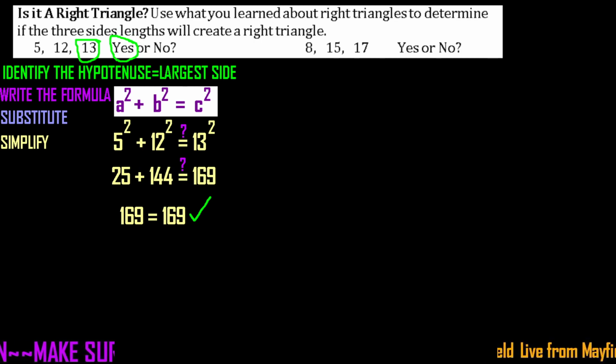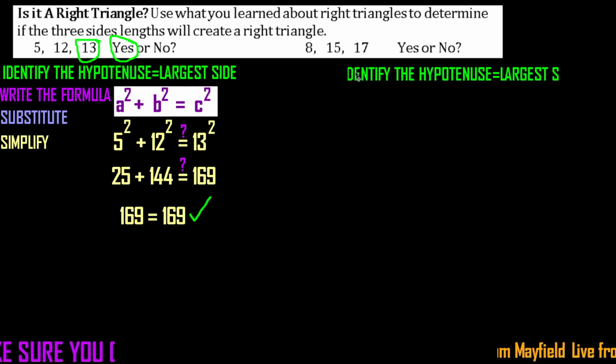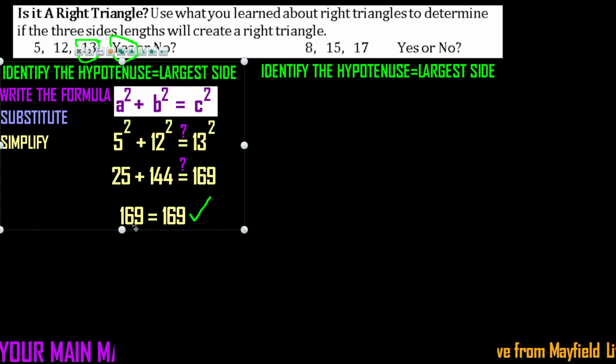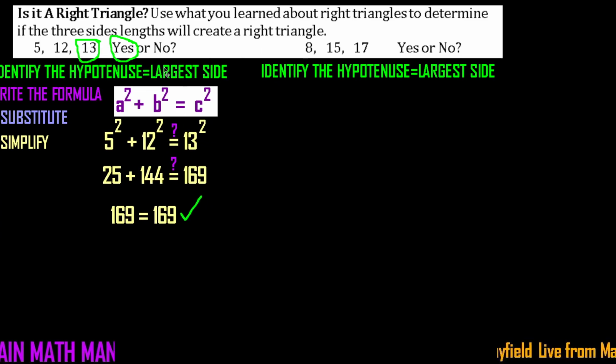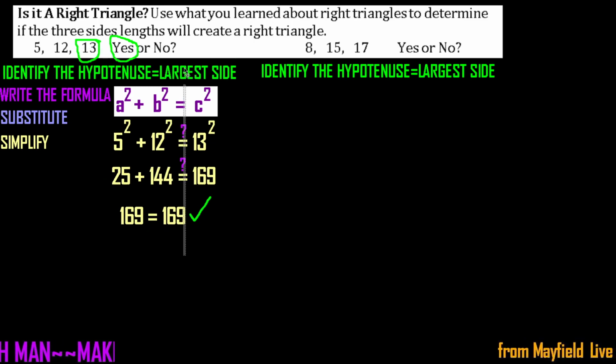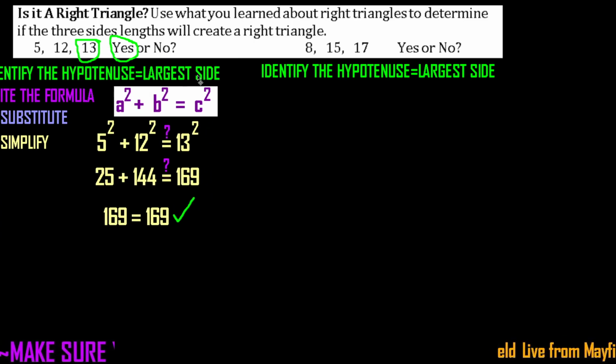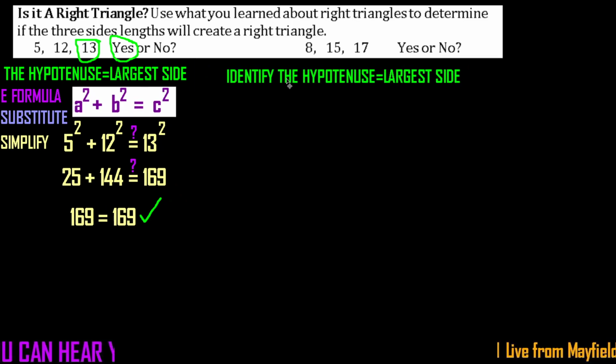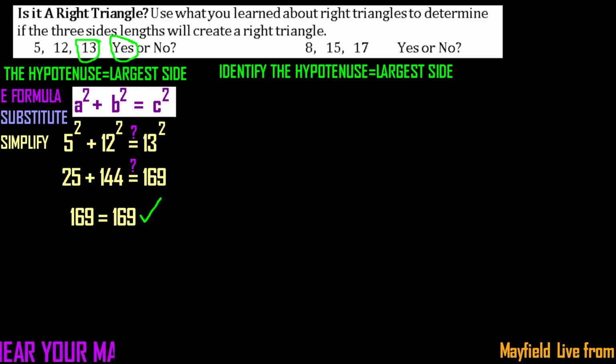For the second one, same setup. Make sure you can identify the largest side. Let me move this over a little bit. That way we can see what we have. If it will let me. Maybe. There we go. Alright, so again, identifying the largest side for yourself. And so we're going to say, alright, out of these three numbers, 17 is the largest. So we know that has to be the hypotenuse.